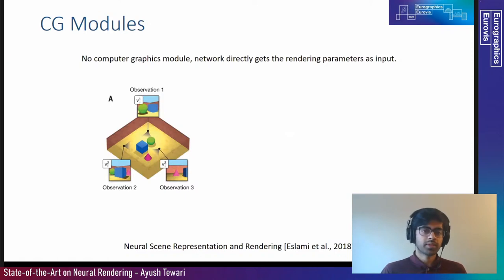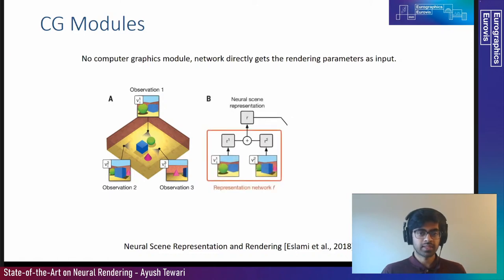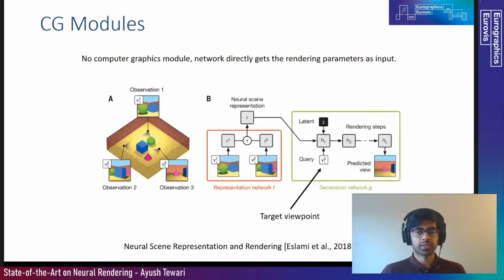So there are some methods which directly take the rendering parameters as input in the network. Neural scene representation and rendering, one of the first neural rendering approaches, uses images and their corresponding viewpoints for training. It then trains a neural scene representation, which is then used in the rendering network. The rendering network gets the target viewpoint as input, and the network learns to convert these real numbers into the corresponding image. So this approach is trained for novel viewpoint synthesis.